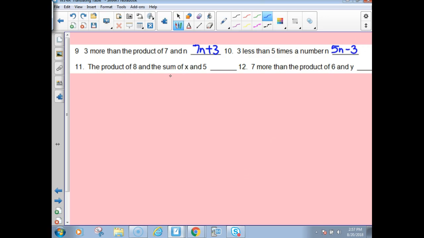Number 11, the product of 8 and the sum of x and 5. Someone want to give that one a shot? All right, Trinity. 8 parentheses, x plus 5. Good. And 12, 7 more than the product of 6 and y. What order is that indicating? That one. Okay, Luca?